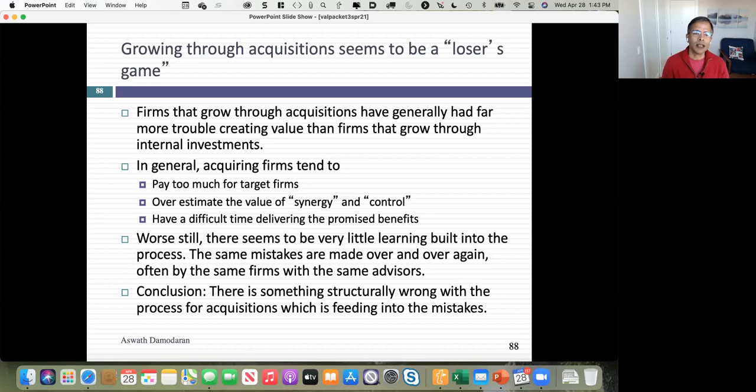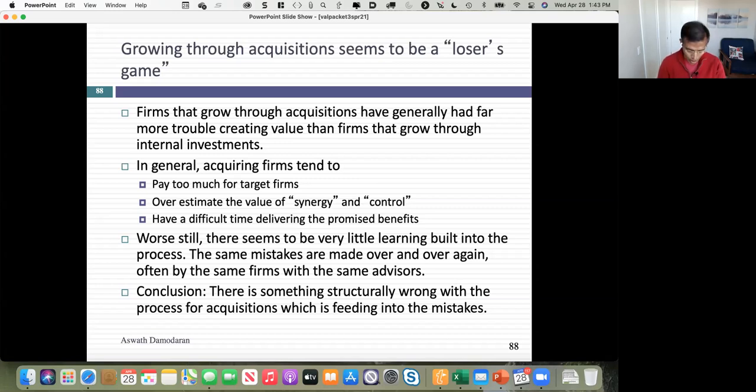You know what I see in that? There's something wrong with the process. There's something systematically wrong with the M&A process that's leading to bad decisions. This can't be chance. It can't be one company doing stupid things. There's something systematically wrong, and we know exactly what it is. And it goes back to what we talked about in the first class.